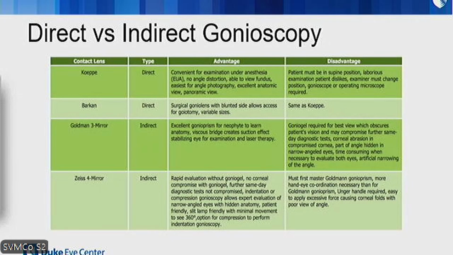There are two different types of gonioscopy. Direct is what we use in the operating room. With direct lenses, you do not need a mirror, but the disadvantage is that the patient needs to be supine, which works in the operating room, but not in clinic. And it's easy to use. Other than that, it allows us to do MIGs.